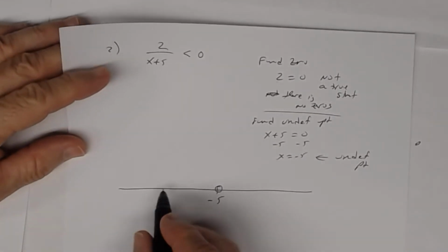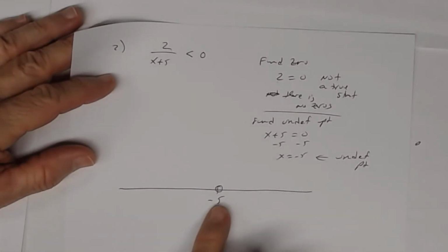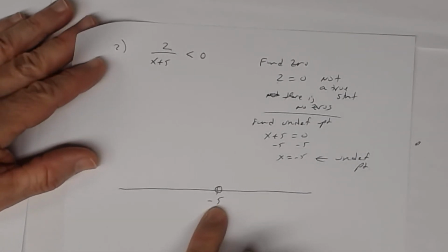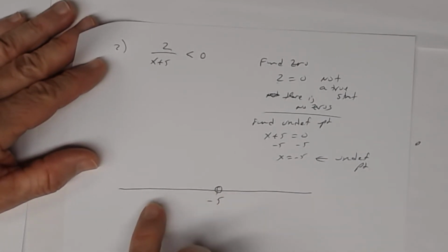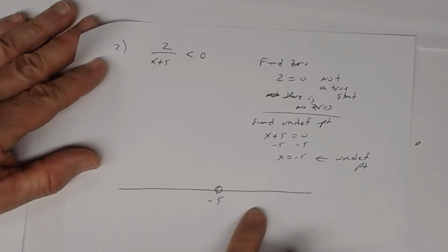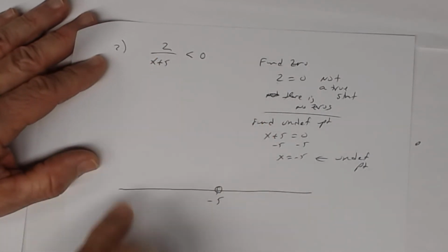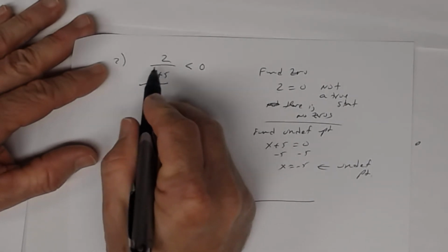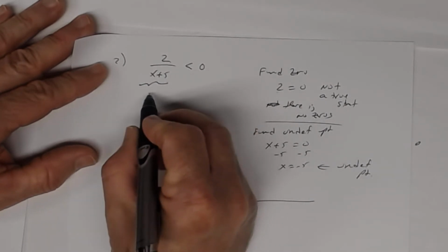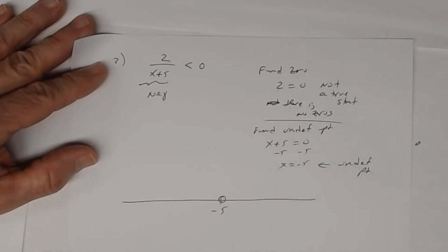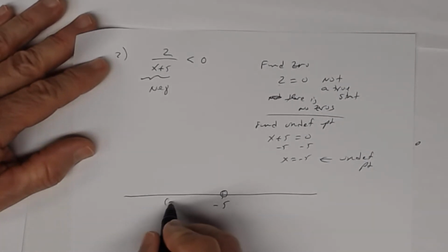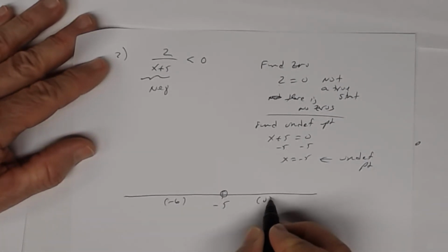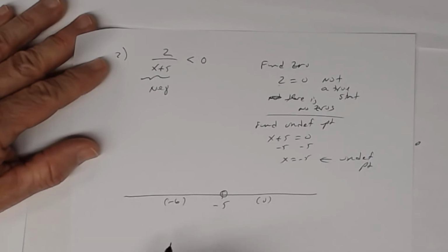Okay, so now we're going to pick test points. Notice that this undefined point divides the number line into two intervals. So we have to figure out which one of those intervals is a solution to this inequality. I want this rational expression to be less than 0, meaning I want this to be a negative number. So I'm going to pick a test point on either side. I'm going to use -6 and 0.